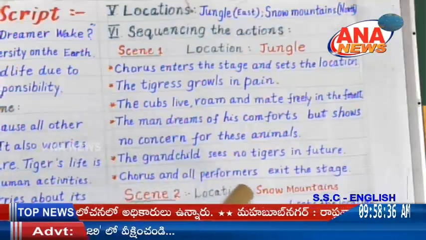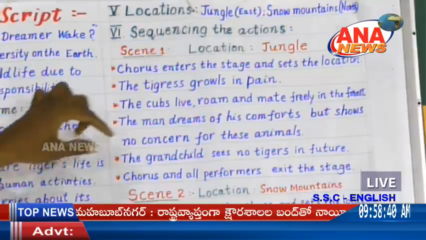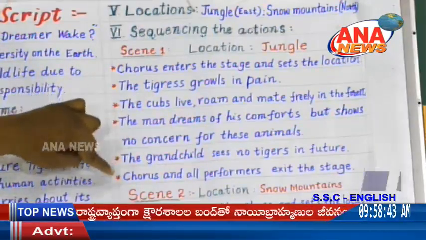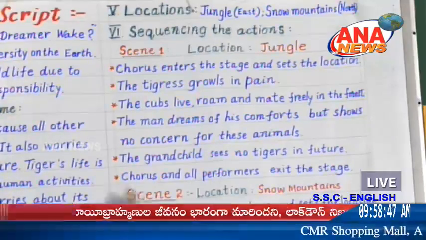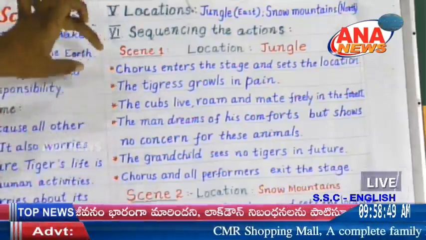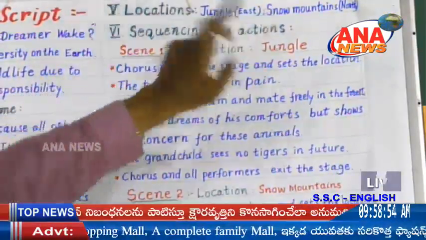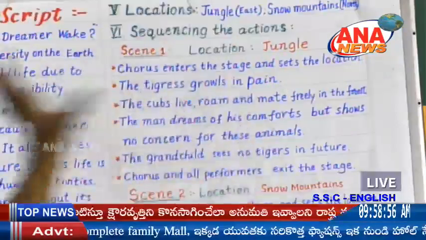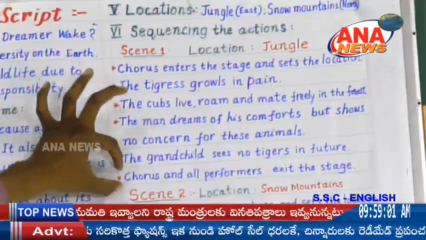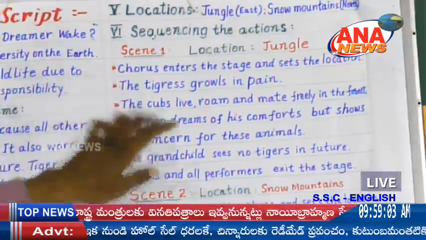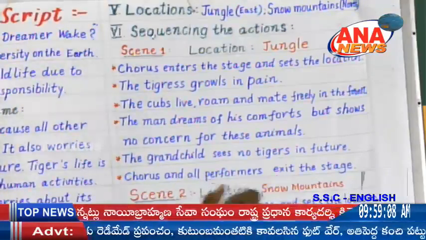Chorus and all performers exit the stage. So this step is also important. Why? Chorus exit the stage. Whether chorus exits the stage or remains the same, that we have to decide. If the next scene is to be presented in the same location, that is jungle, chorus remains the same. If you want to change the location, automatically chorus also exits in the first scene. So here the location has changed, so we exited the chorus, and the other characters also.